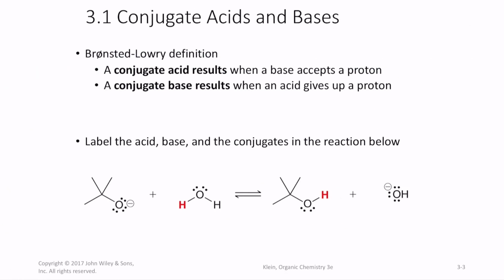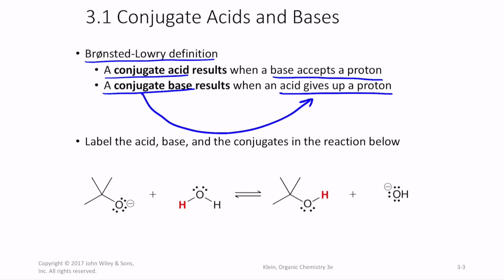Now, what is the definition of a conjugate acid? A conjugate acid results when the base accepts a proton. A conjugate base results when an acid gives up a proton. So a conjugate base is the acid that has given up the proton. A conjugate acid is the base that accepted the proton.